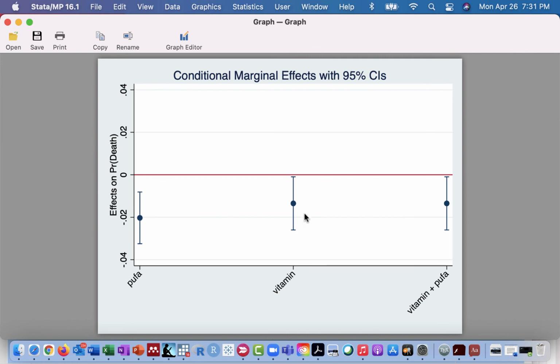You look at the graph, we see everything's below 0, everything's negative. A negative effect on death, that's good. That means that the treatment saved lives. So whether you give them polyunsaturated fatty acid, PUFA, whether you give them vitamin E, or whether you give them both of them, they all decrease the probability of death as compared to some sugar pill or placebo, a fake pill.